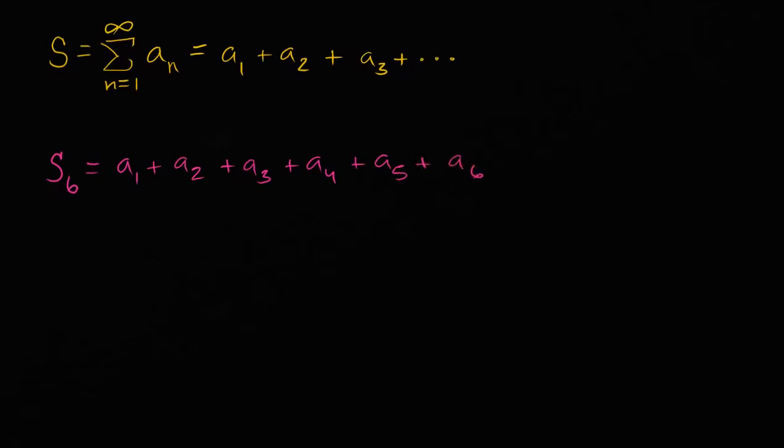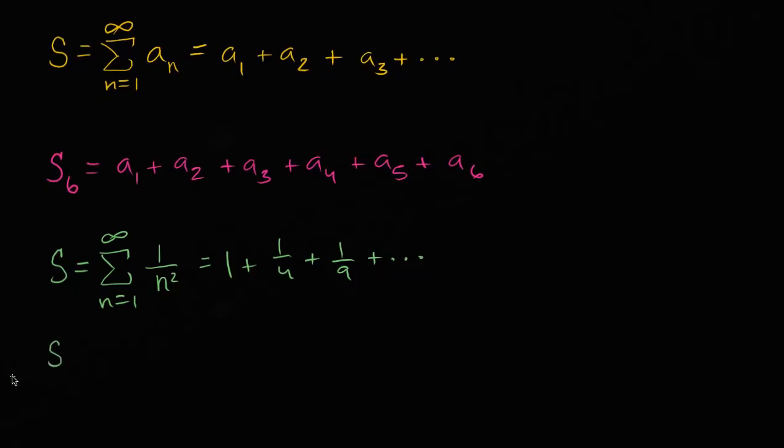And I could make this a little bit more tangible if you like. So let's say that S, the infinite series S, is equal to the sum from n equals 1 to infinity of 1 over n squared. In this case, it would be 1 over 1 squared plus 1 over 2 squared plus 1 over 3 squared, and we would just keep going on and on and on forever. But what would S sub 3 be equal to? The partial sum of the first 3 terms.